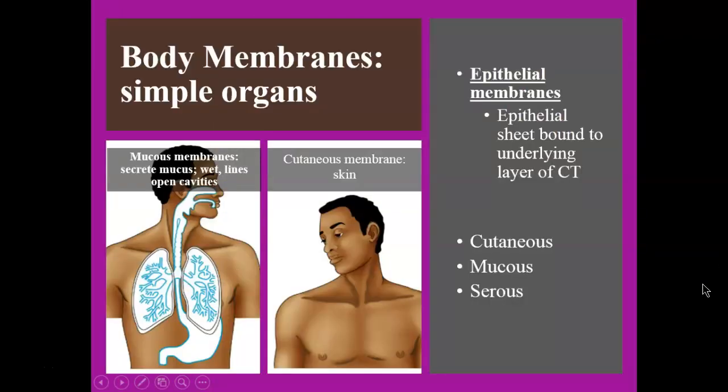And we'll take a brief look at body membranes. So membranes are simple organs. We'll examine the epithelial membranes, which include the cutaneous membrane. The cutaneous membrane was your skin. So a membrane is a barrier, right? With these barriers, you've got epithelial sheets that are bound to the underlying layers of connective tissue. You just saw that with the skin, your cutaneous membrane.